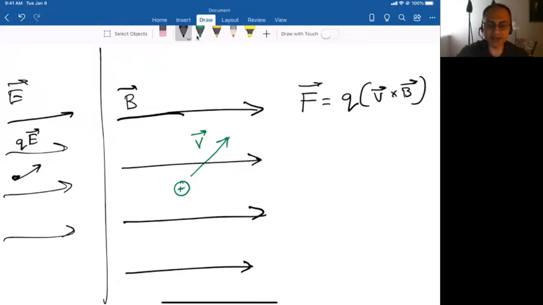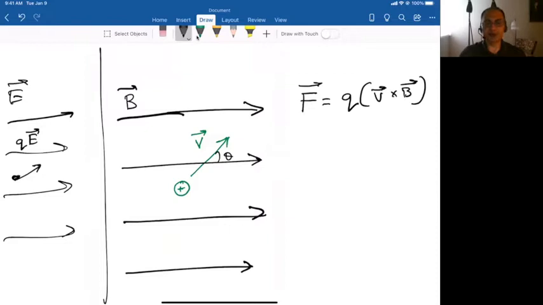It depends on the velocity, it depends on the magnetic field, it depends on the charge of the particle, and it also depends on the orientation of the velocity and the magnetic field vectors. So let's figure out the direction of the force. So the angle between the magnetic field and the velocity vector is this angle, right? So how do we find the direction of the force?